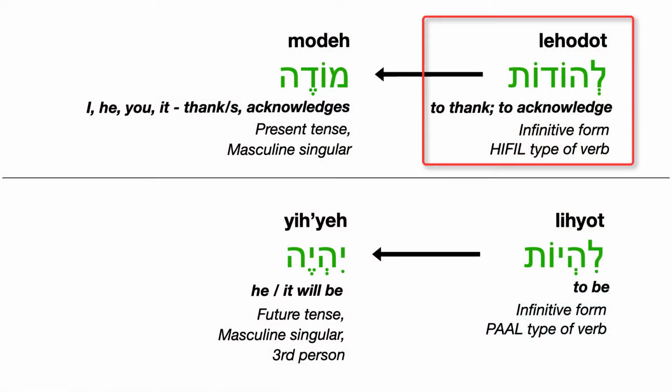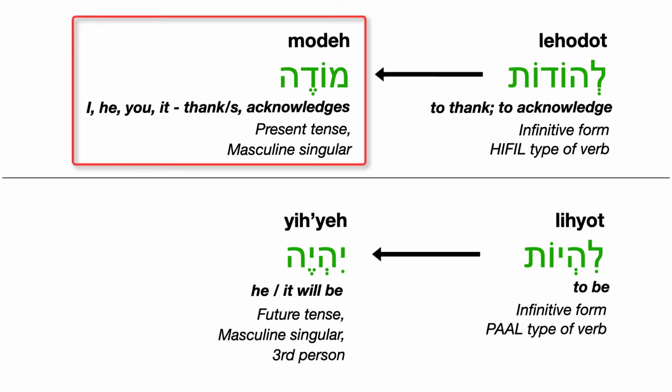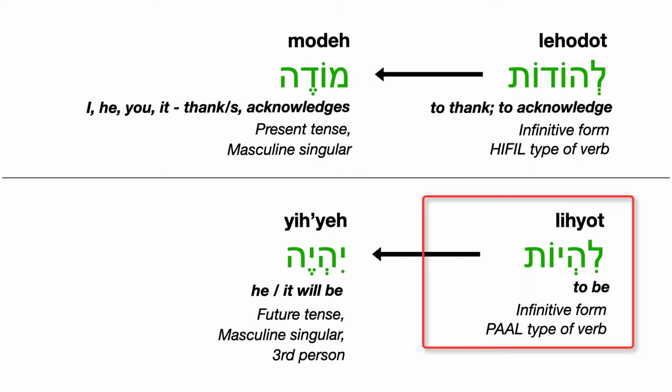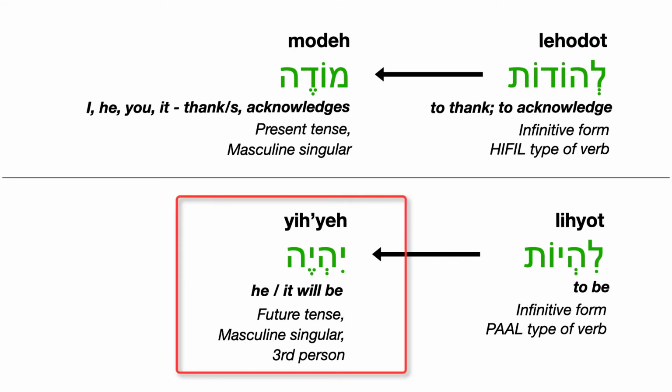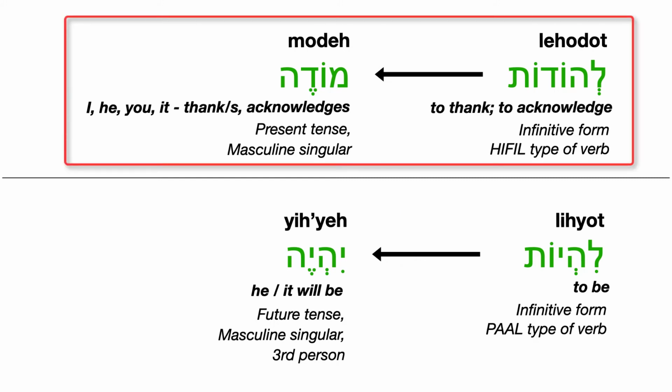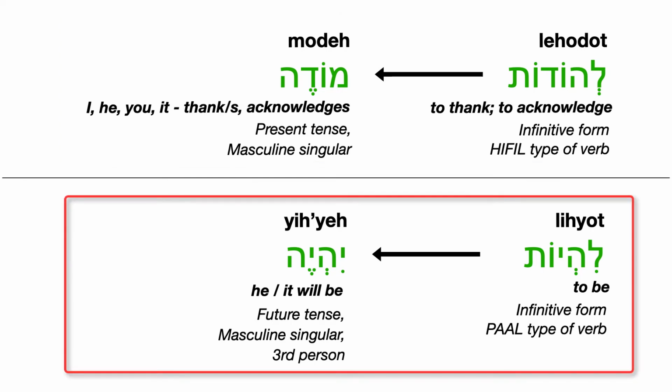Lehodot is the infinitive form of a hif'il type of verb. It means to thank or to acknowledge. And the present tense, masculine singular form is modeh. I, he, you, or it thanks or acknowledges. Next verb, lihyot. Lihyot means to be. It is the infinitive form of a pa'al type of verb. And the future tense for masculine singular third person is yihye. So, lehodot, modeh, lihyot, yihye.